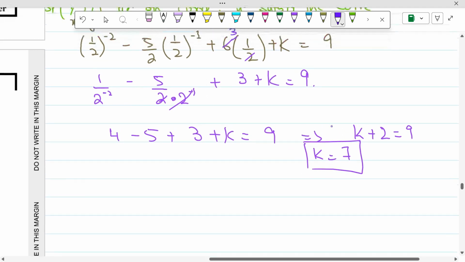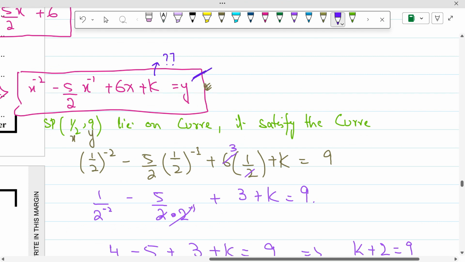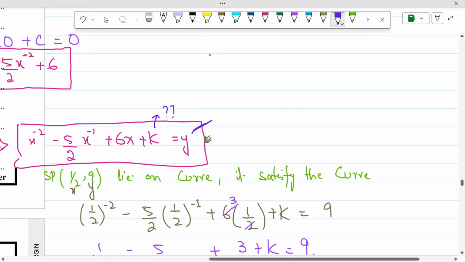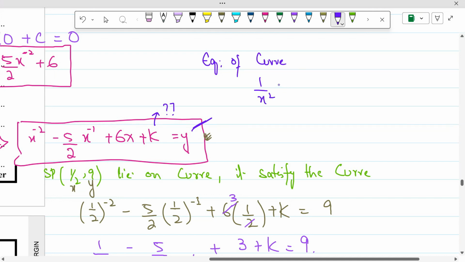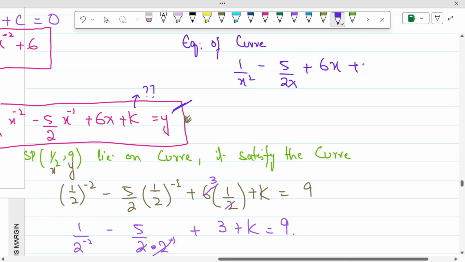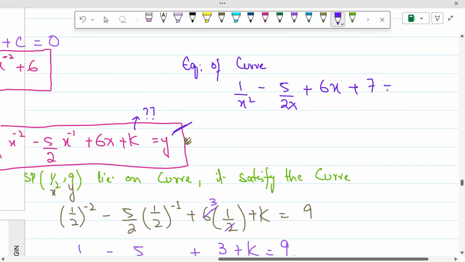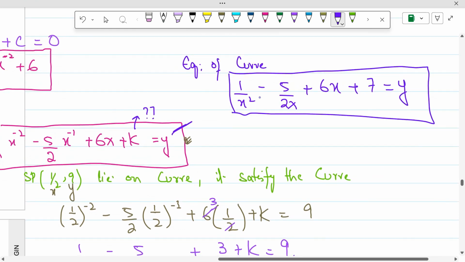So we have calculated the value of k. Plugging k in this equation, we get the equation of the curve. The equation of the curve is x to the power of negative 2, which is 1 over x square, minus 5 over 2x plus 6x plus k, and we just calculated k, which is 7, equal to y, and this is the required equation of the curve.